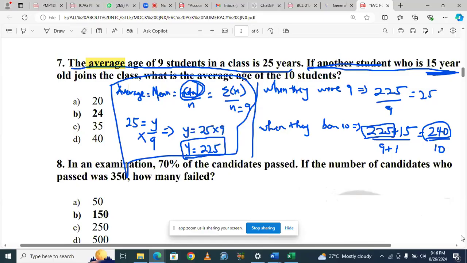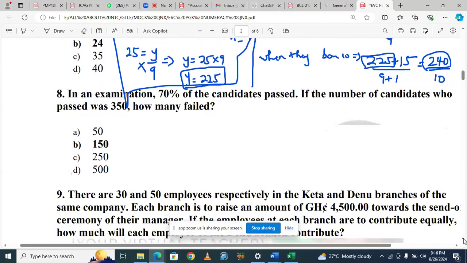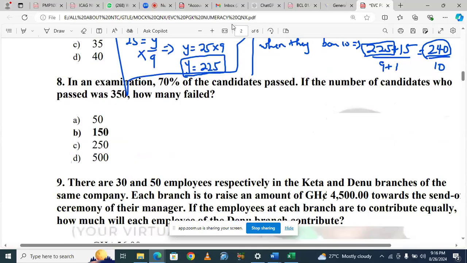Now, can someone else read number 8 for us? In an examination, 70% of the candidates passed. Please, let's take the questions gradually. So in an exam, how many pass? 70%. The questions are in English, so just bring it to mathematics. So pass is equal to 70%. Continue.